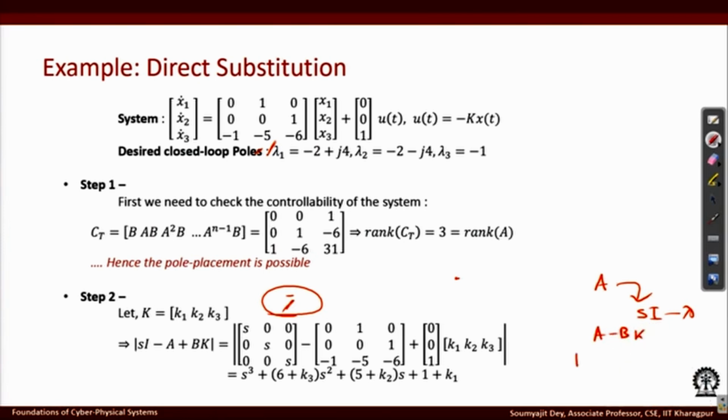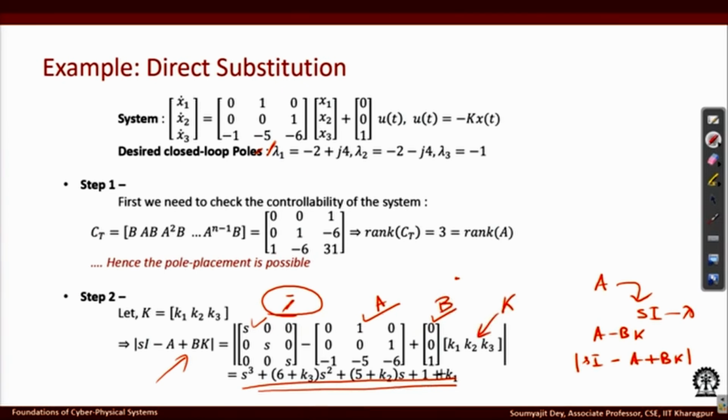So for that you have to compute sI minus A plus BK. You want to see what the roots of this polynomial are. To compute the roots of this polynomial, you have to create the corresponding characteristic equation and set it to 0. So you take the determinant over this and see what the corresponding characteristic polynomial is. So sI becomes this, and minus A plus B, and this is your unknown K.